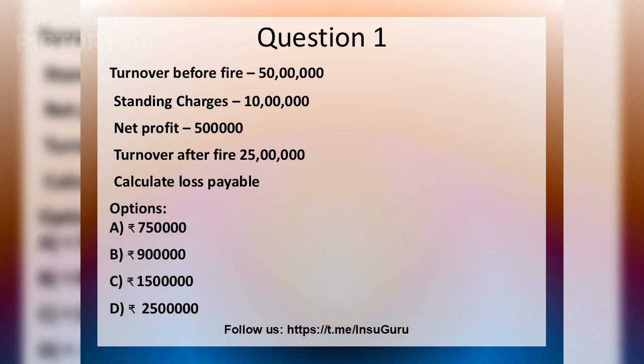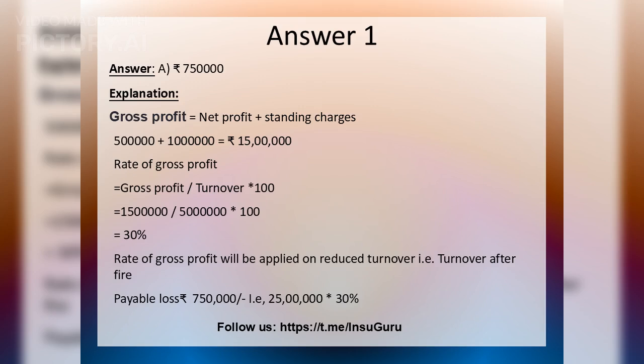Our first question involves calculating the loss payable after a fire incident. Turnover before fire, 50,00,000; standing charges, 10,00,000; net profit, 5,000,000; turnover after fire, 25,00,000. Calculate loss payable. The answer is option A, 750,000 rupees.